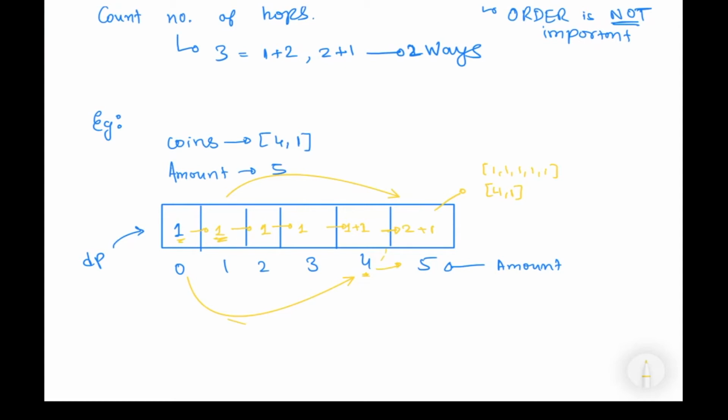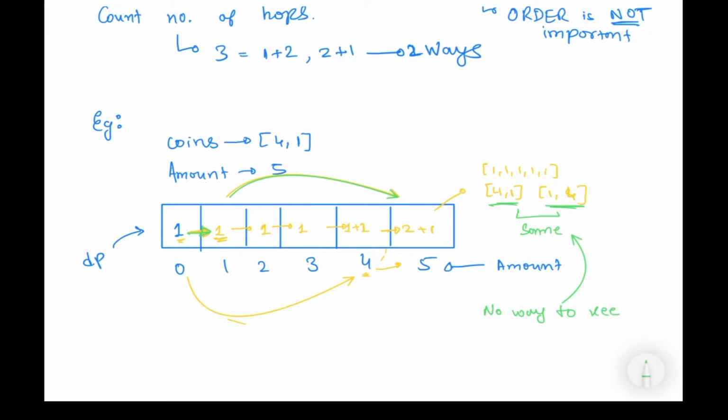So I'll just list the combinations. I'm listing the possible ways to reach 5, that is 1 1 1 1 1, 4 comma 1, and 1 comma 4. So 1 comma 4 is the case where we go from 0 to 1 and then 1 to 5, and 4 comma 1 is the case where we go from 0 to 4 and 4 to 5. But both are the same ways, same cases. It's just the order that is different, and we are not valuing the order.